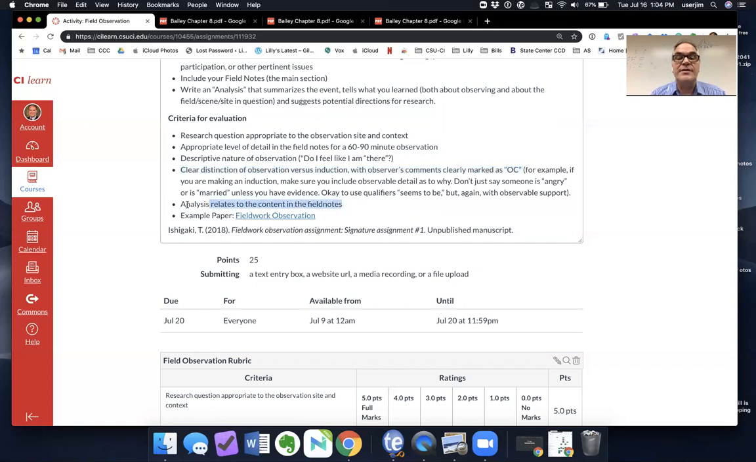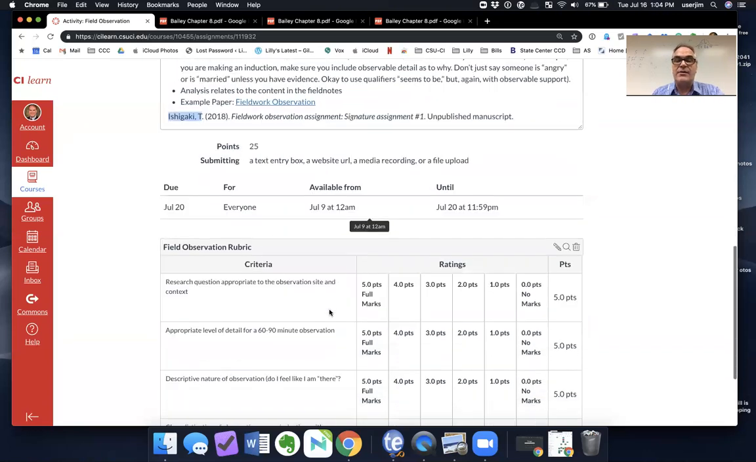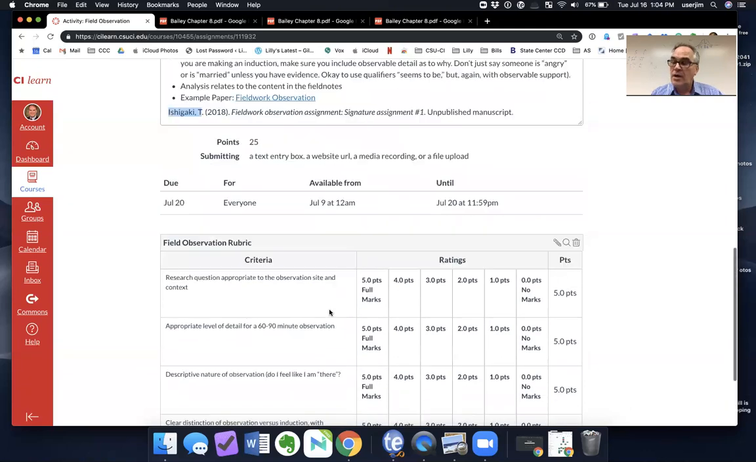Also, I'm looking for some level of analysis. Does it make any sense to your general question? Did you respond to it? And that sort of thing. I have an example of a paper here which was kindly shared with me by a previous student who did this assignment. You can look at that as well. I've got a great breakdown of the grades and everything here a little lower.